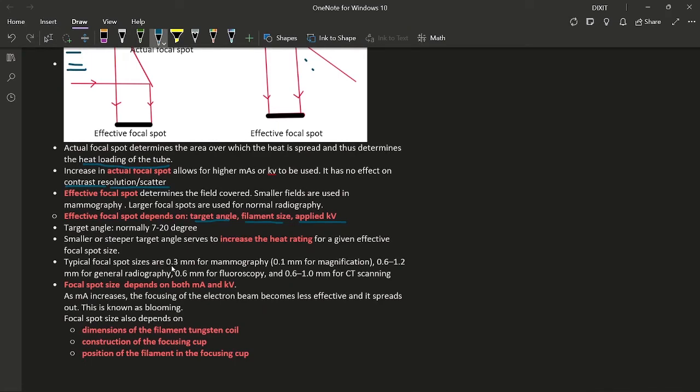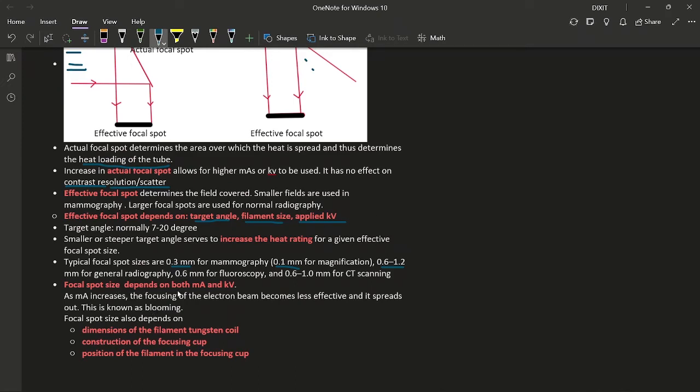Typical focal spot sizes are 0.3 mm for mammography, and in magnified mammography 0.1 mm, 0.6 to 1.2 mm for general radiography, 0.6 for fluoro, and 0.6 to 1 mm for CT scanning.